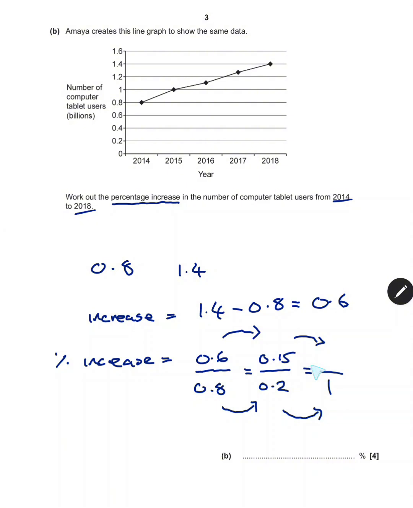5 15s is 75. Why would I do that? Well, if I now multiply top and bottom by 100, I get out of 100, and that's my percentage. So timesing by 100, timesing by 100, 75 out of 100 is a 75% increase.